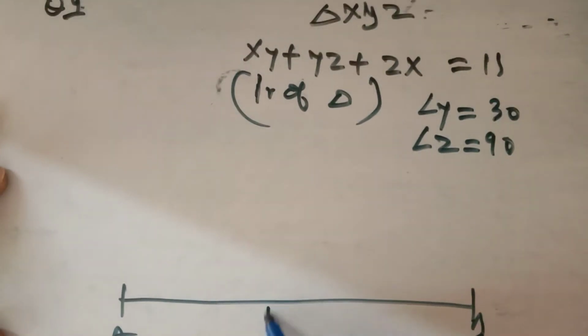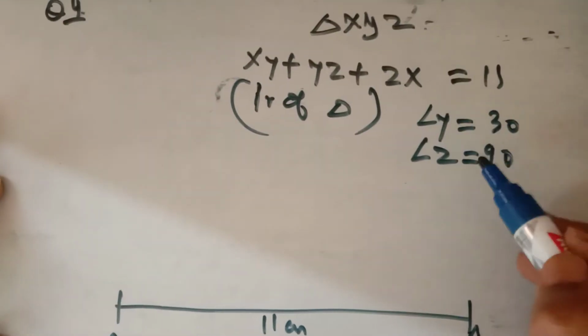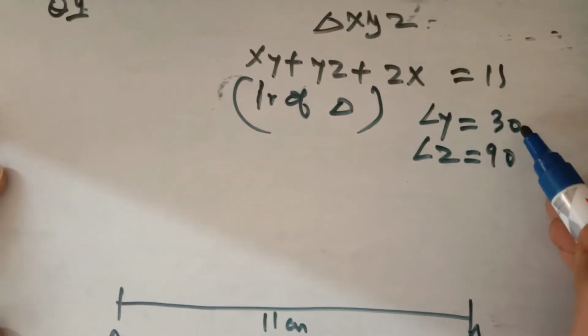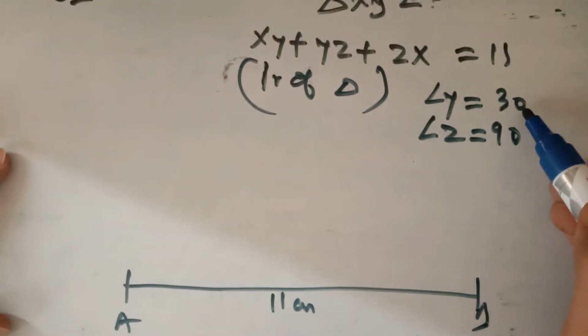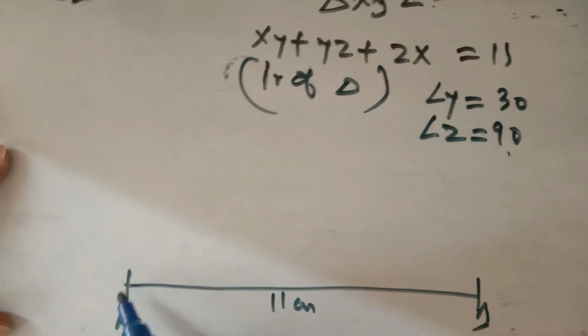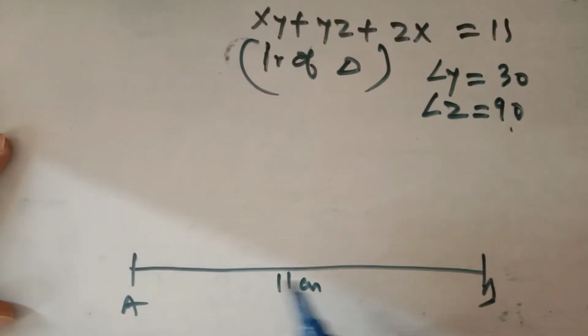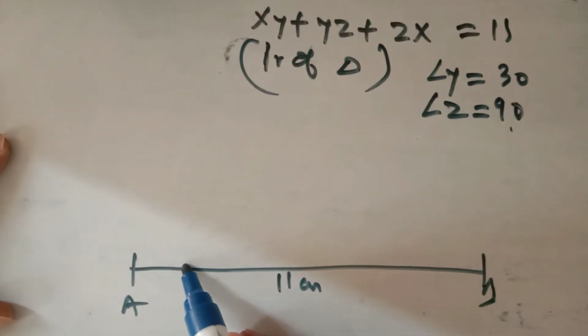Okay, perimeter 11 centimeter. Now the angles X, Y and Z are given as 30 and 90. So what you have to draw? You have to draw the half of these angles at the end points of this line segment 11. So here you draw an angle of 30 degree.